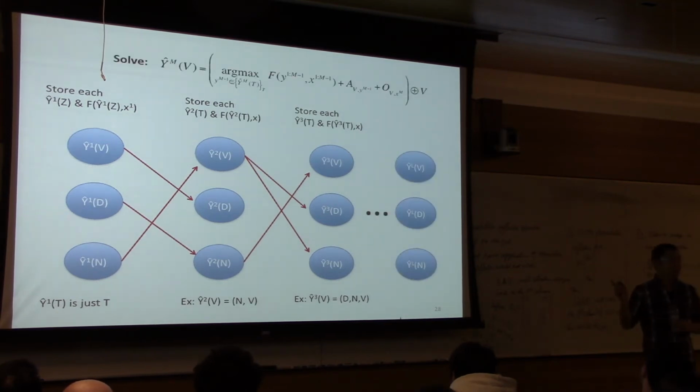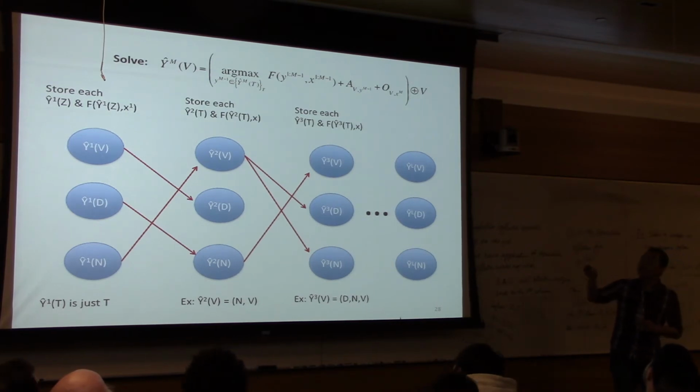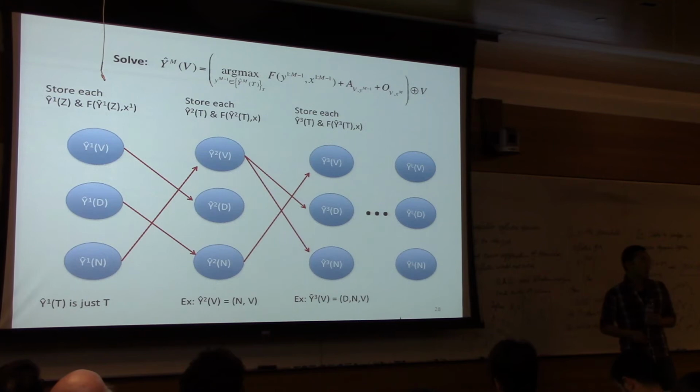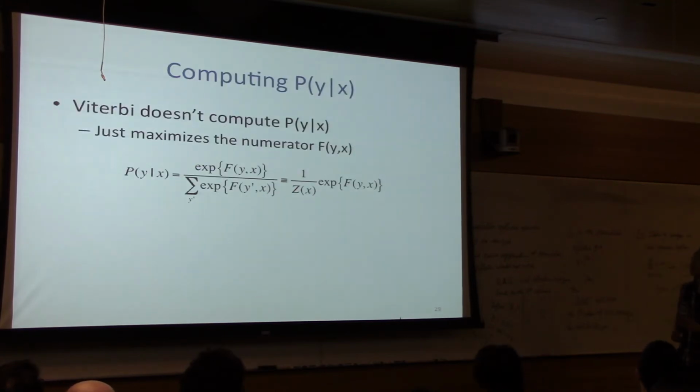So you want to keep track of the linear score because it's used in the next iteration, and so on and so forth. Just like in HMMs, if you think of this F summation, it's just like the log probabilities in HMMs. Any questions?